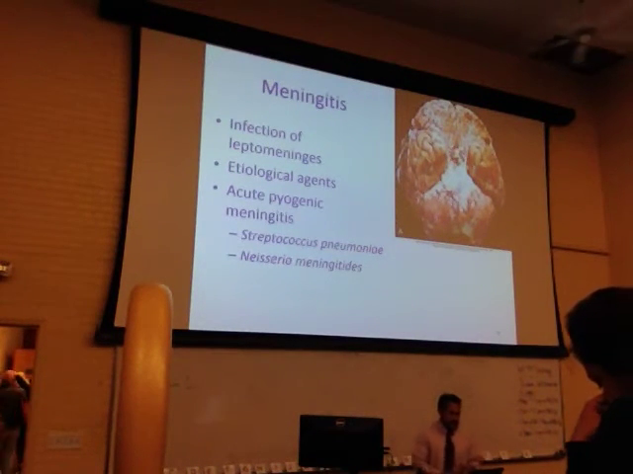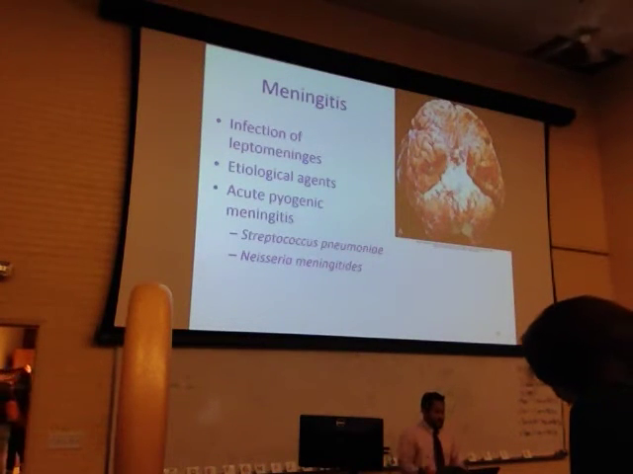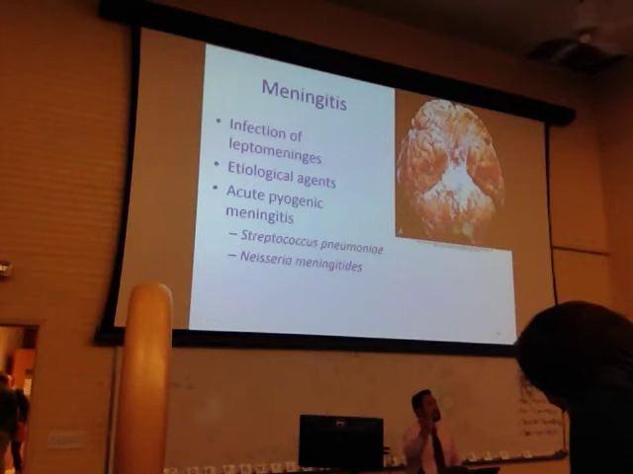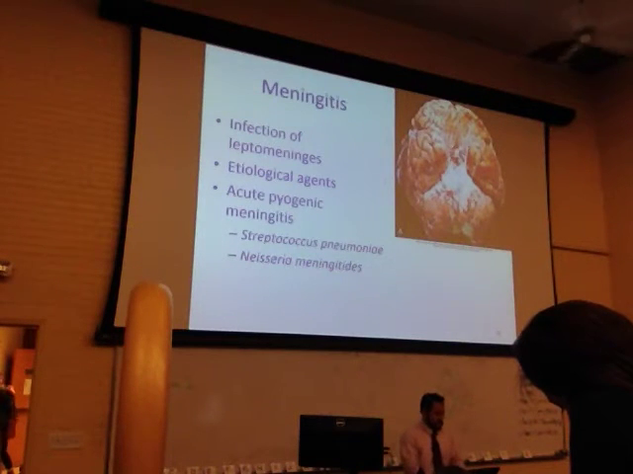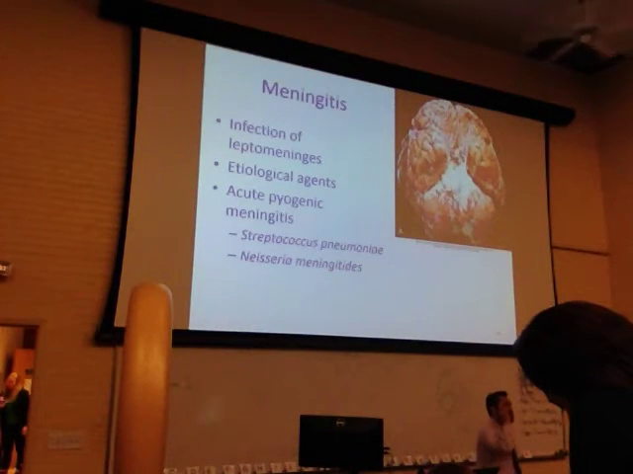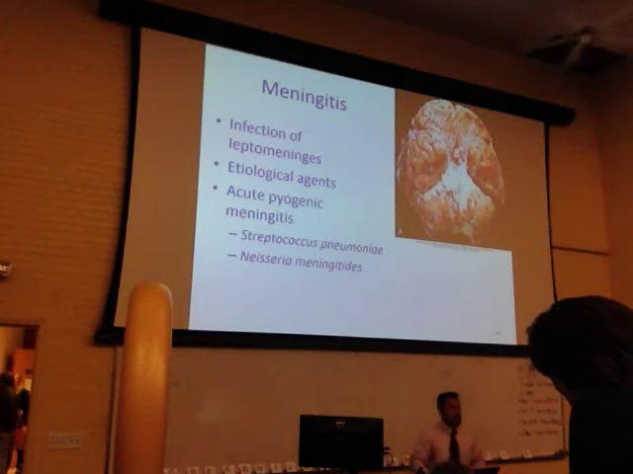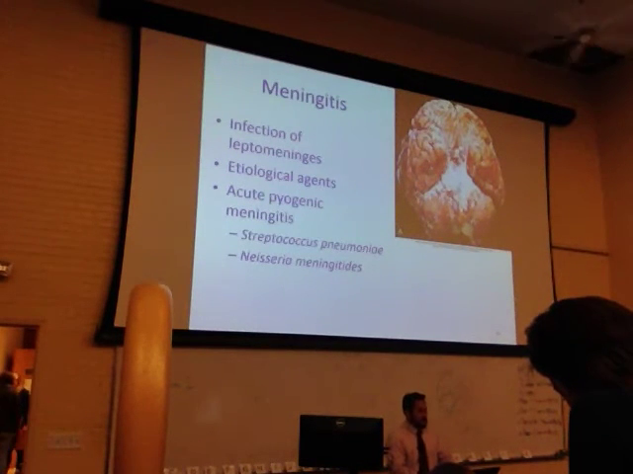The etiological agents, the causes, could be bacterial, like we just talked about. Now also you could have viral or fungal meningitis as well. The symptoms are neck stiffness, headaches, sensitivity to light, so photophobia, and general irritability.